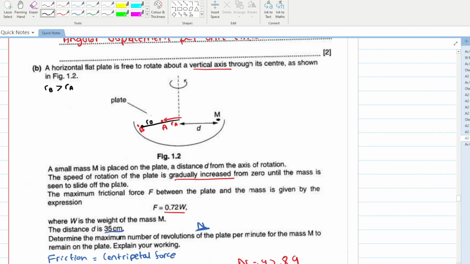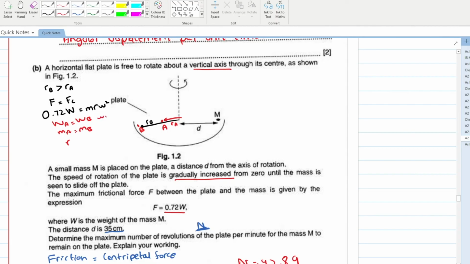Just remember this: at both the points A and B, frictional force will be equal to the centripetal force. Do you agree? Frictional force is 0.72 W. And what is the centripetal force? mRW square. The W for A and B will be same, the masses for A and B will be same. The radiuses are different only.